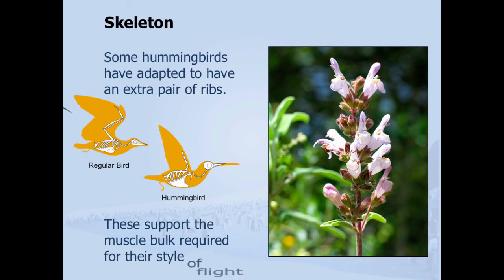Now, in some other birds, other skeletal adaptations have occurred. Like the mockingbird, they have actually adapted an extra pair of ribs that allows support for their very large and strong breast muscles because of them using their wings so fast and constantly flying. So you can see where a regular bird has longer ribs, a hummingbird has a much stronger breastbone.